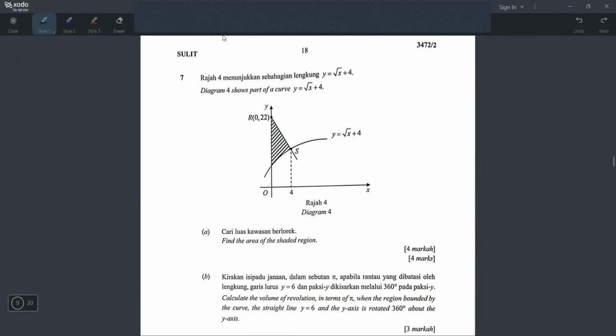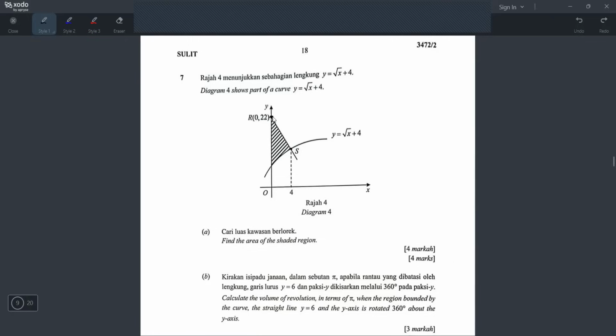Okay, number 7, let's continue. I think this is integration. Okay, diagram 4 shows part of curve y equals square root x plus 4, but take note, the square root is only until here. They never cover the whole thing, right? So I think it's important. Okay, before I start doing this question, let's find out all the important points. What are important points? It means the x-intercept, the y-intercept, the intersection point, and all those things.